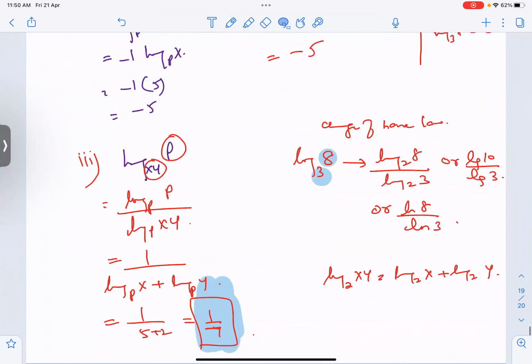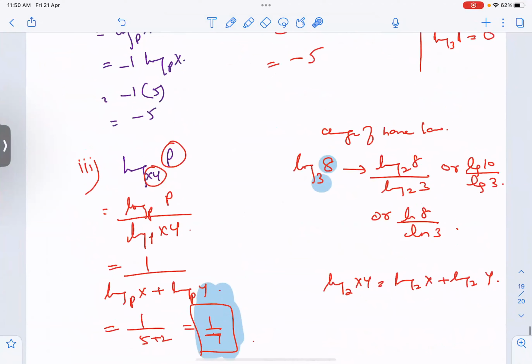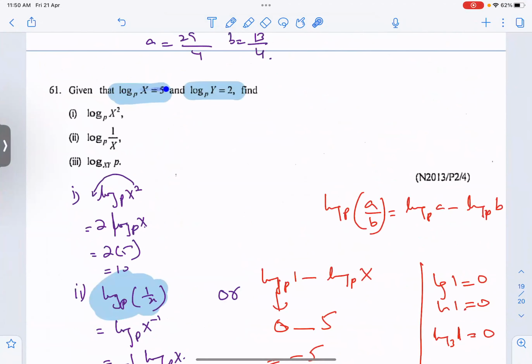Okay, what should I explain, beta? The third part. See, what I'm doing is I'm changing the base. I want the base of p. So this will become the numerator and this will become the denominator. Log p will come in the numerator and log xy will come in the denominator. I want the base of p because in the question I've noticed that they've given us two answers and both of them were having a base of p.